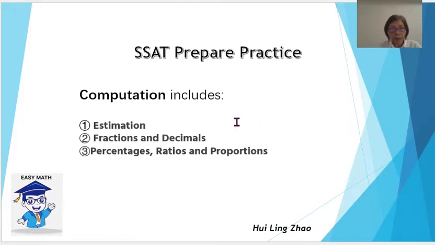Next, we explain every part in detail. Number 1, computations. It includes 3 sections. Number 1, estimation. Number 2, fractions and decimals. Number 3, percentage, ratios and proportion.